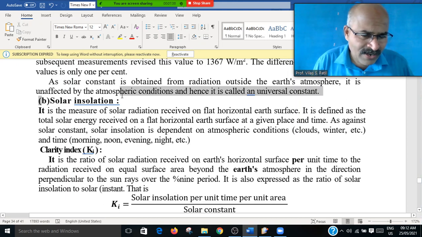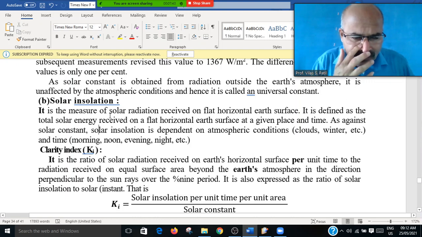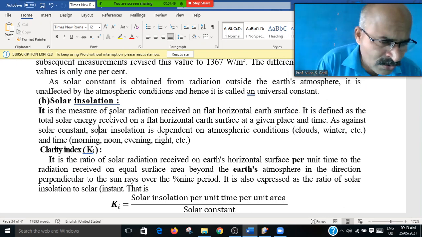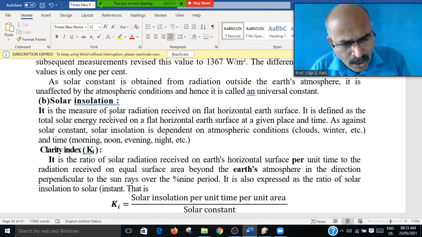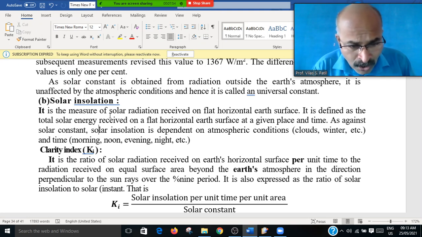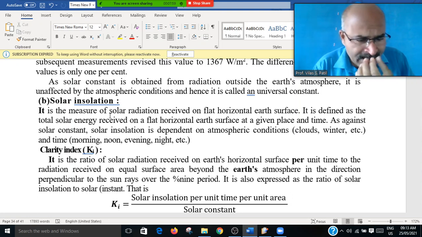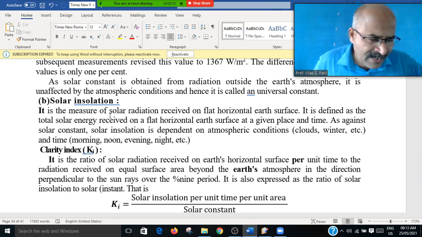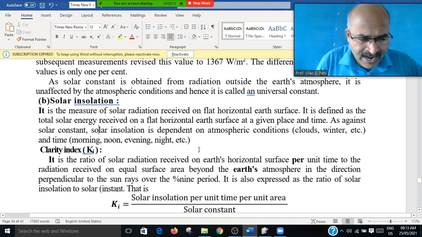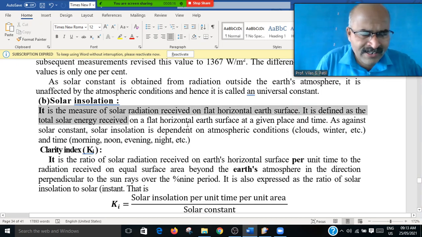Solar insolation is the measure of the solar radiation received on the flat horizontal earth surface, and it is defined as the total solar energy received on the flat horizontal earth surface at a given place and time. Against the solar constant, solar insolation is dependent on atmospheric conditions such as clouds, winter, etc., and the time, that is morning, noon, evening, and night. That is the solar insolation factor.